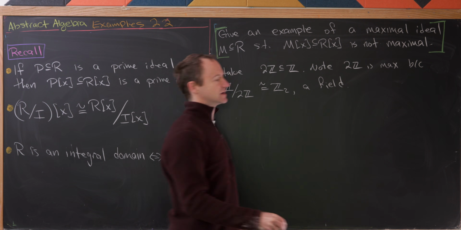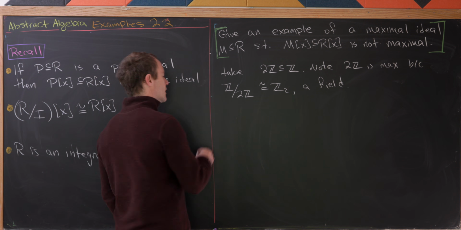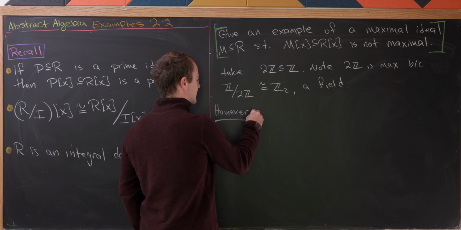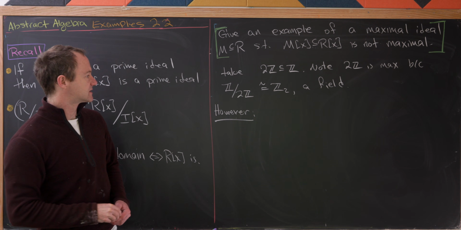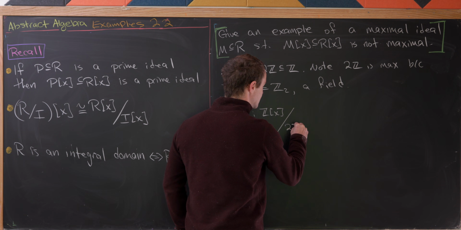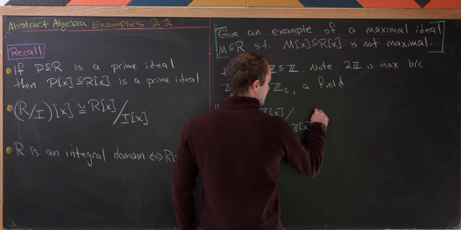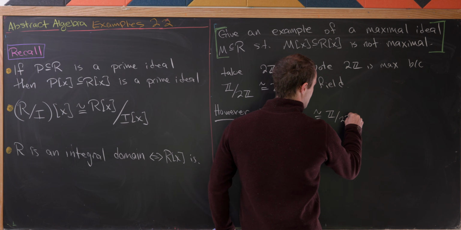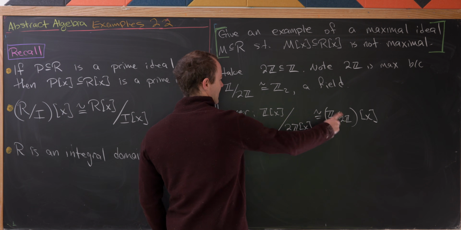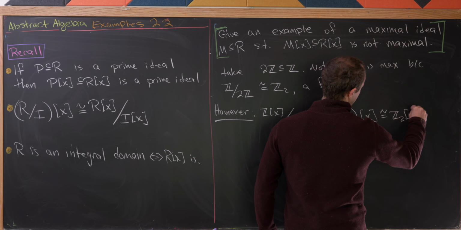Recall that an ideal is maximal if and only if the corresponding quotient ring is a field. Okay, however, things go wrong if we look at the polynomial version of this. Let's notice that Z adjoin x mod 2Z adjoin x, by this isomorphism over here, is isomorphic to Z mod 2Z adjoin x, which, by the fact that Z mod 2Z is the same thing as Z2, is isomorphic to Z2 adjoin x, I should have said.